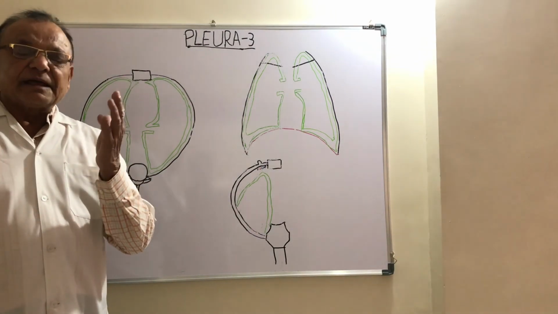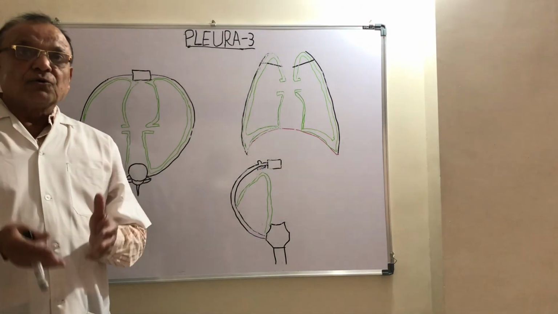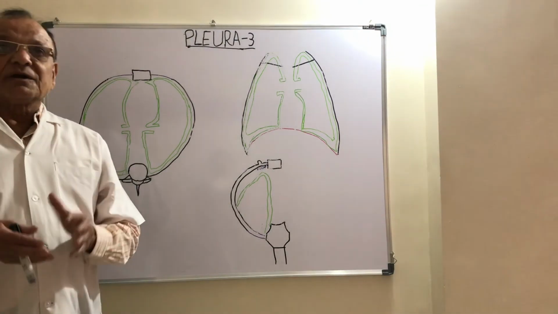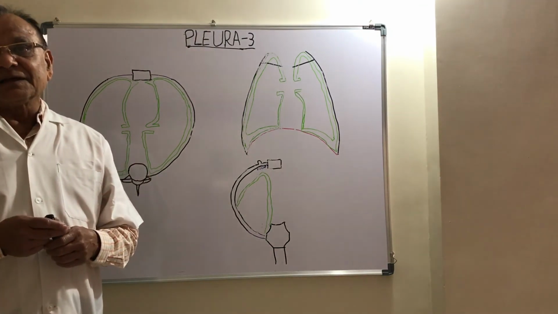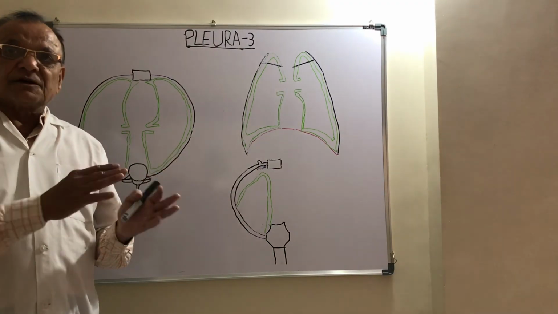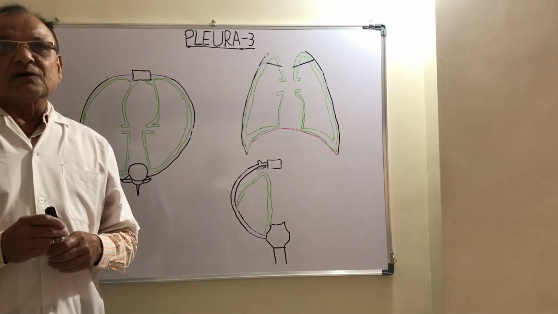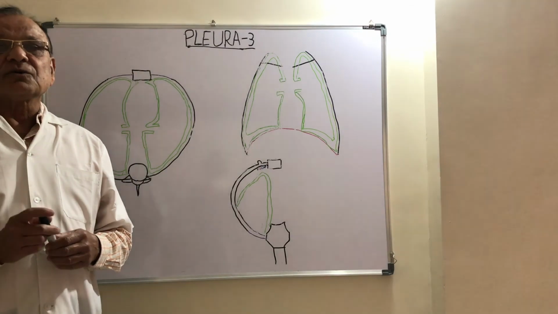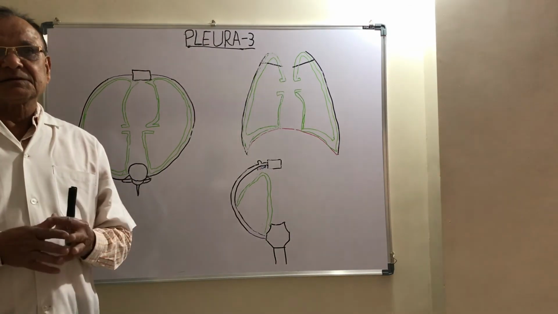Whether air, fluid, pus, or blood is collected in the pleural cavity, all these structures compress the lung and do not allow free movement of the lung, so the lung is not properly expanded.